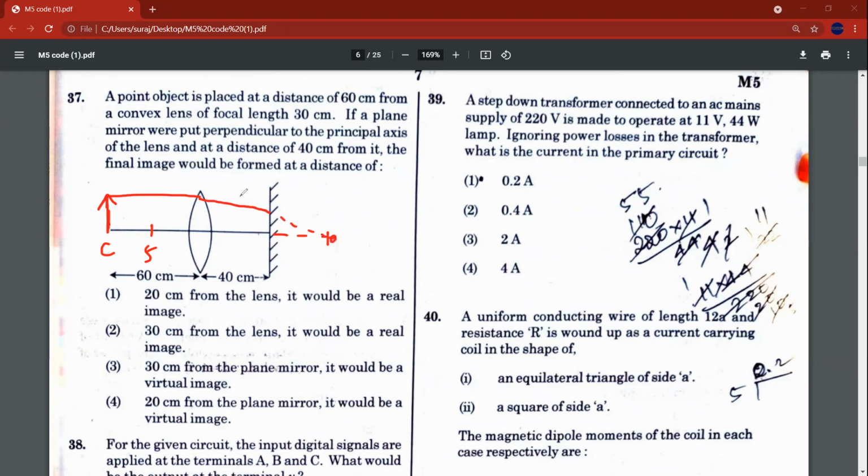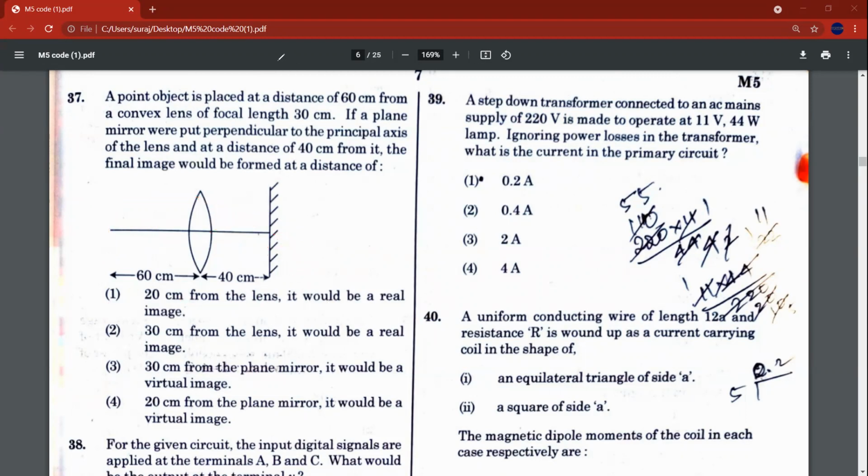Now this will reflect. So this distance is how much? 20, right? This will also be 20. So this is 20, that means this is also 20. The final image will be at a distance of 20 centimeter from the lens. It would be a real image. Option 1, 37 should be 1. This is a virtual object for the plane mirror.